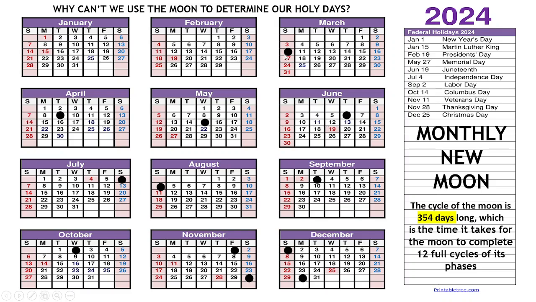Let's count them. 1, 2, 3, 4, 5, 6, 7, 8, 9, 10, 11, 12. So you have 12 new moons, right, in 10 months. So if you were to use the new moon as the beginning of your months, then the end of your year should be right here in December, even though it started in March, because you already have 12 new moons.